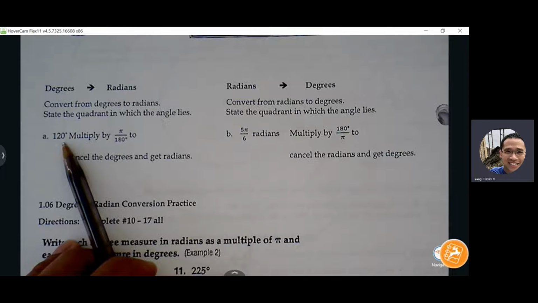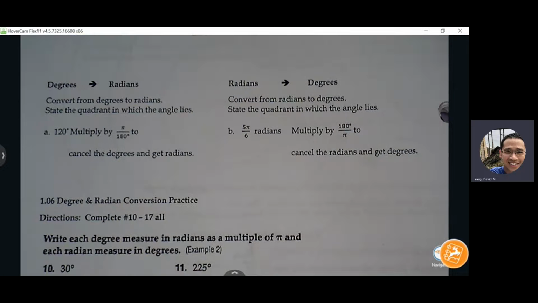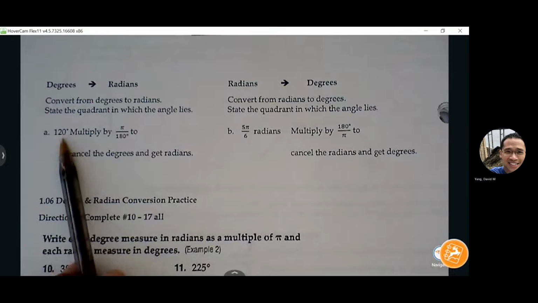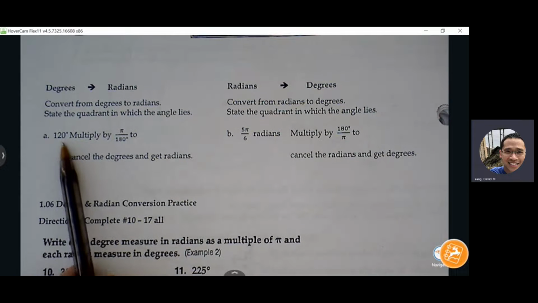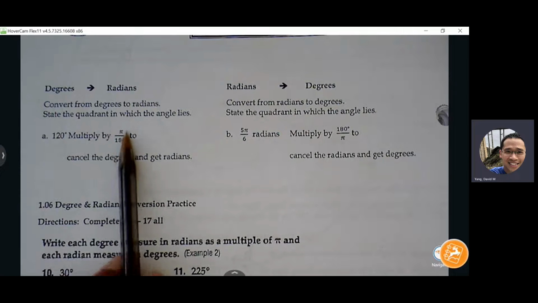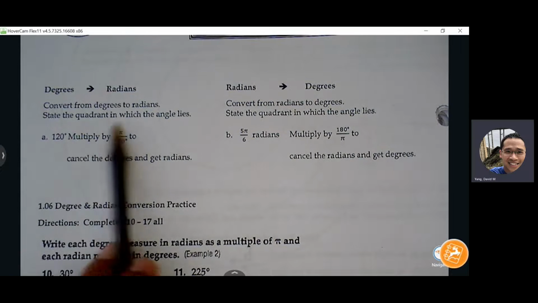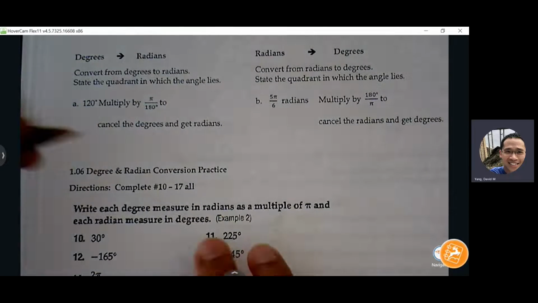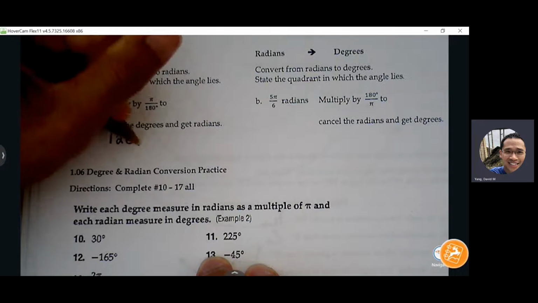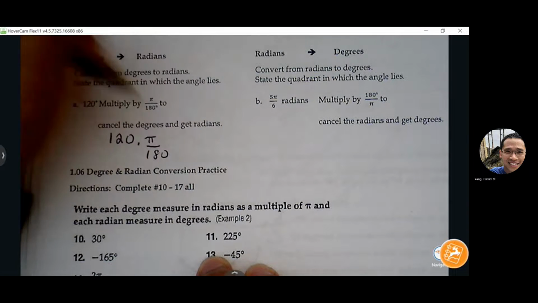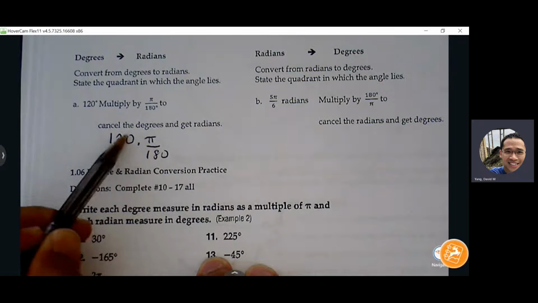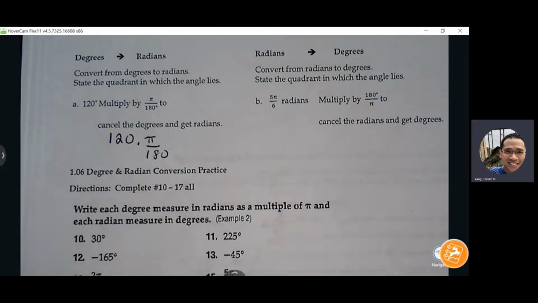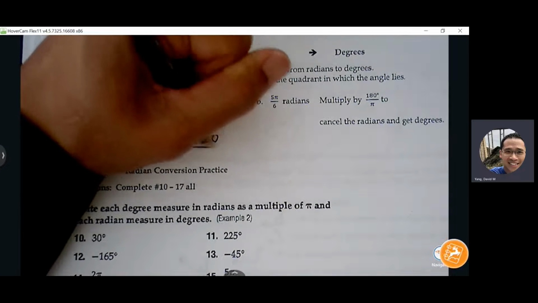The 120 degrees is going to be in the second quadrant because it's more than 90, but less than 180. If I want to get this degree measure into radian form, I'm going to multiply by pi over 180. I don't want the degrees. I want to find the equivalent in terms of radians, so I want something that has pi in it. That's going to get my degree notation to cancel out, and then I'm left in terms of radians. We can use our calculator if we like, or we can just reduce on our own.